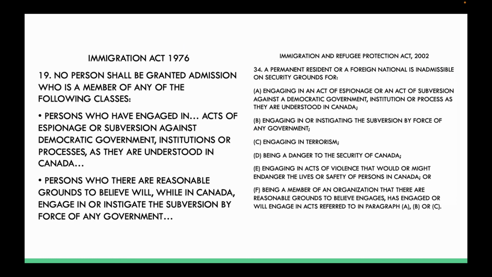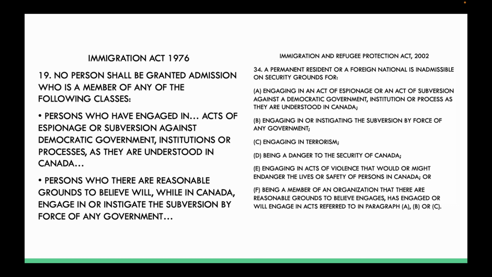We've got the Immigration Act of 1976 here on the left-hand side, and we've got the Immigration and Refugee Protection Act on the right-hand side. This is back from 2002. This kind of just says who is inadmissible to coming into Canada. So in 1976, you were not allowed into Canada if you were a member of any of the following classes. So it says persons who have engaged in acts of espionage or subversion against democratic governments, institutions, or processes as they are understood to be in Canada.